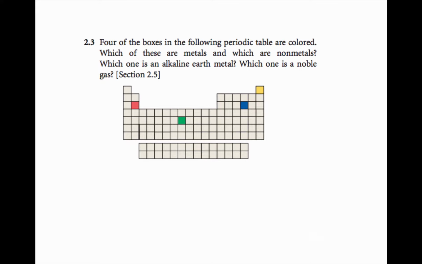Four boxes in the following periodic table are colored. Which of these are metals and which are nonmetals? Which one is an alkaline earth? Which one is a noble gas?